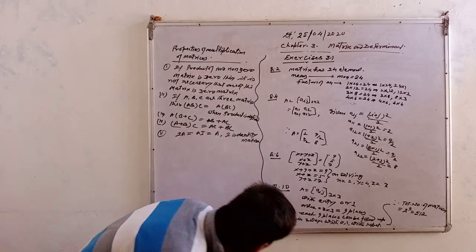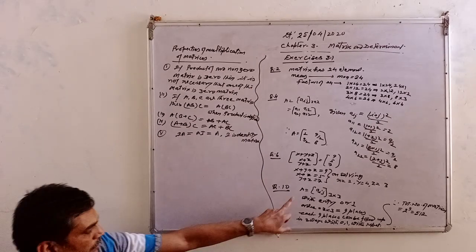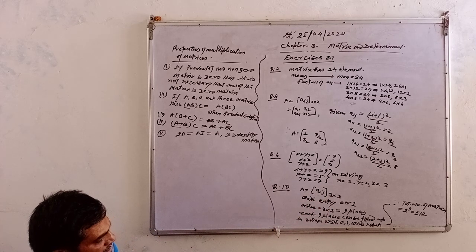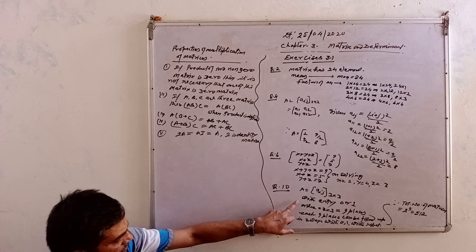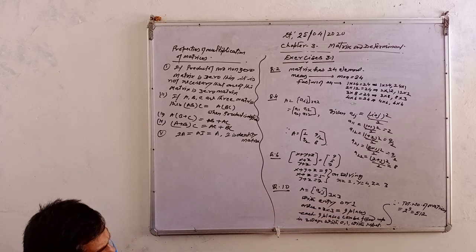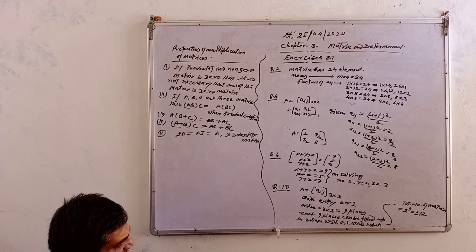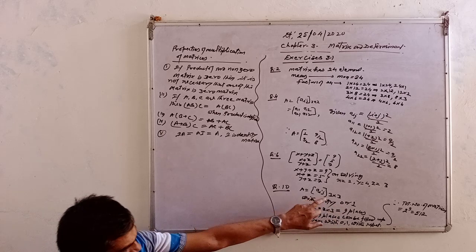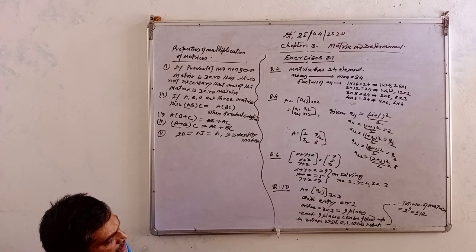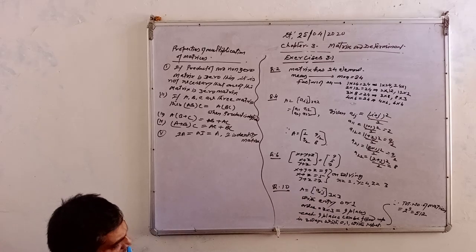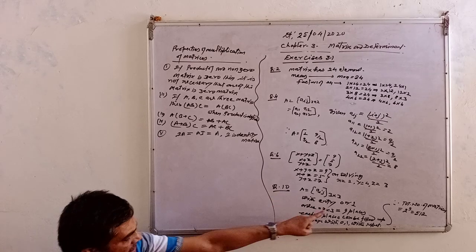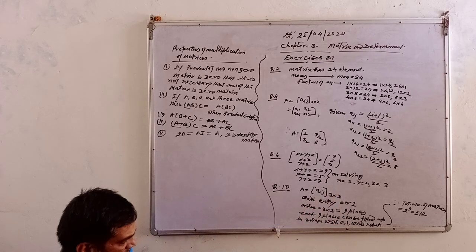Next question. Question number 10. Matrix Aij of 3 into 3 order, with entries 0 or 1. So how many matrices can be found with the entries 0 or 1? So 3 into 3 means 9 places. So here we have to fill up 9 places with the given digits 0 or 1.